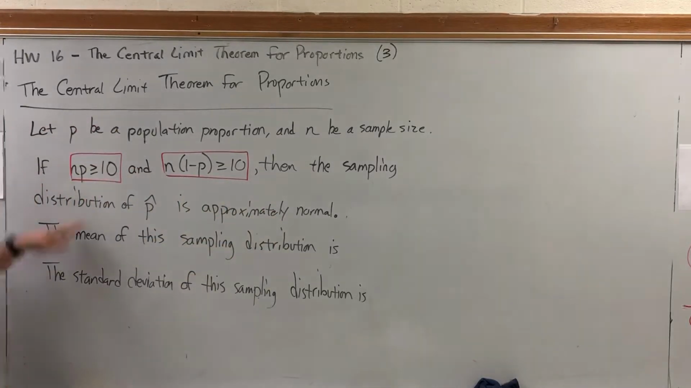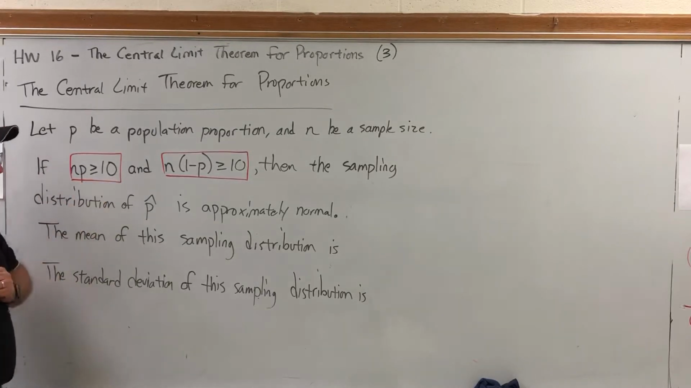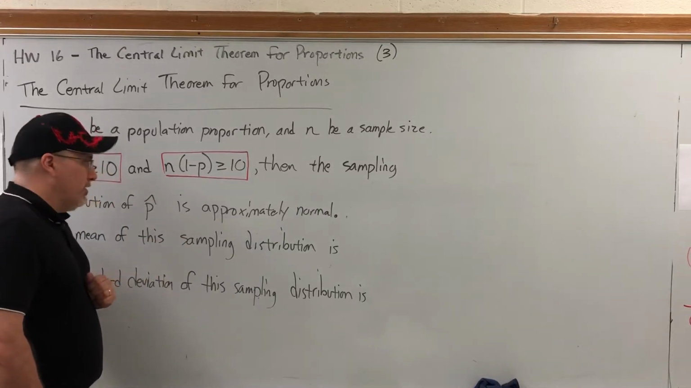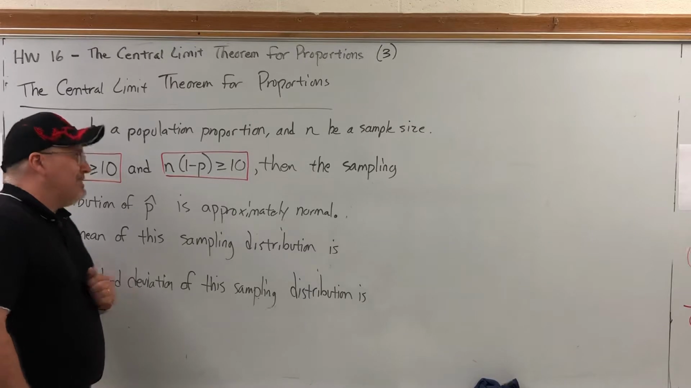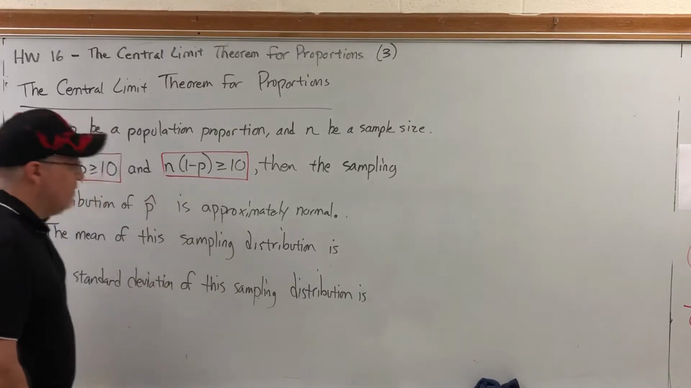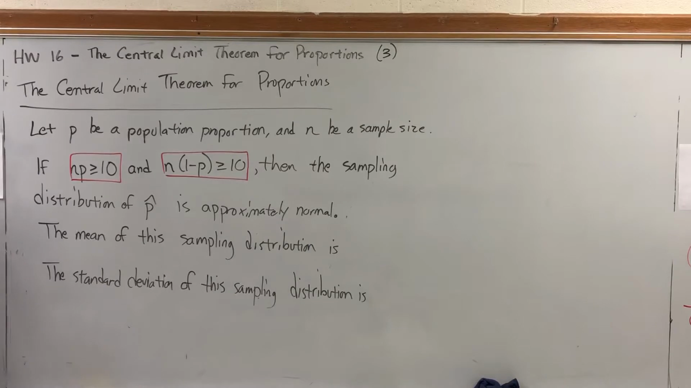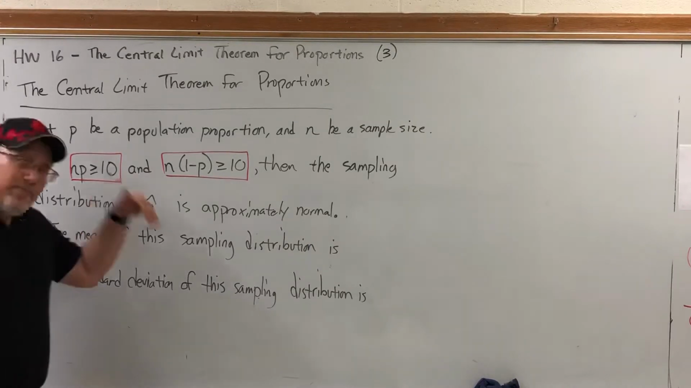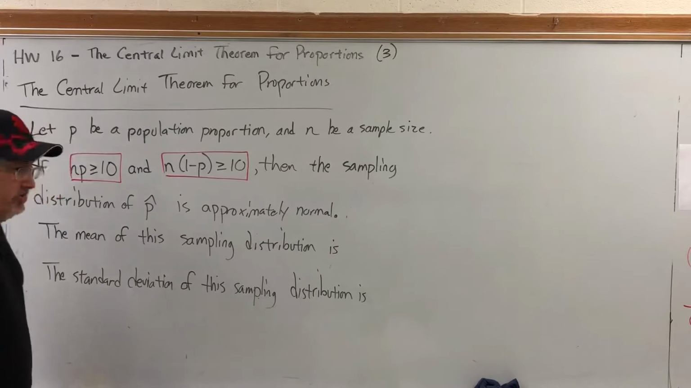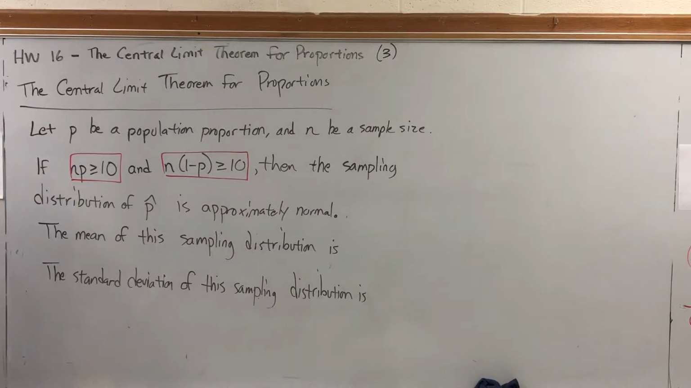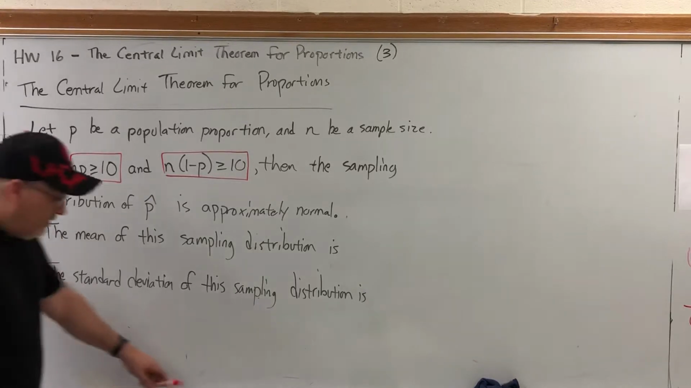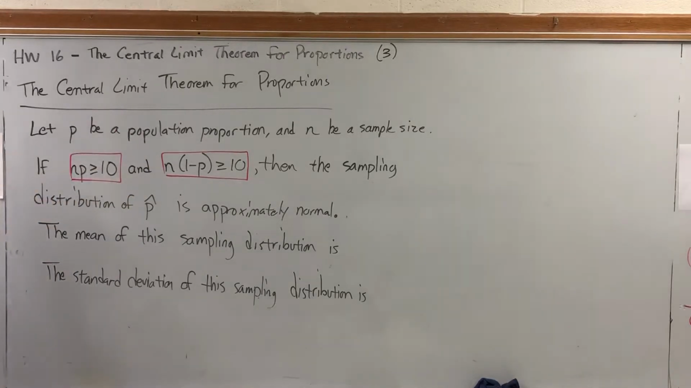But I digress. If n times p is greater than or equal to 10, meaning at least 10 in the sample would have the characteristic, and n times 1 minus p is greater than or equal to 10, meaning at least 10 in the sample would not have the characteristic, then the sampling distribution of p-hat is approximately normal. Makes a bell curve. We get to use the z-chart, as you'll see here momentarily. Plus, we can calculate the mean of that bell curve of that sampling distribution and its standard deviation, both of which are related to the values of p.